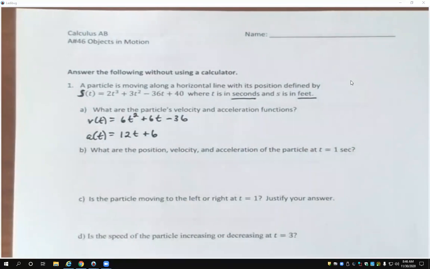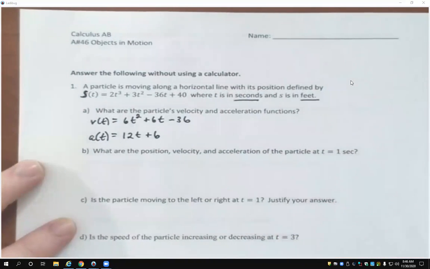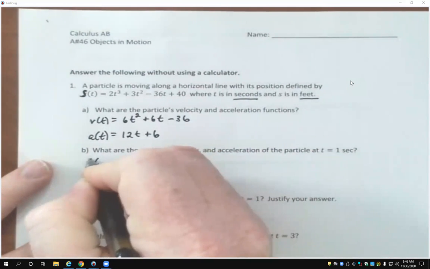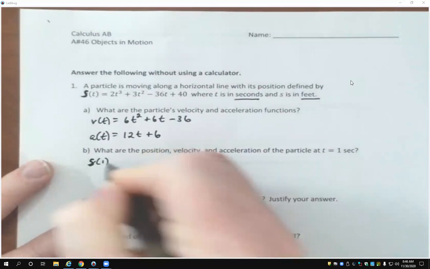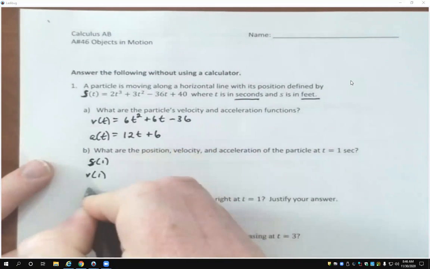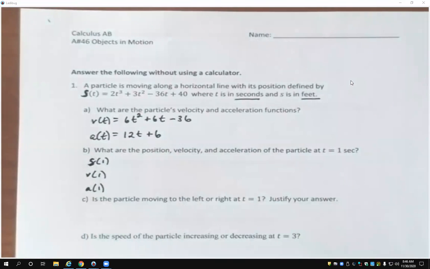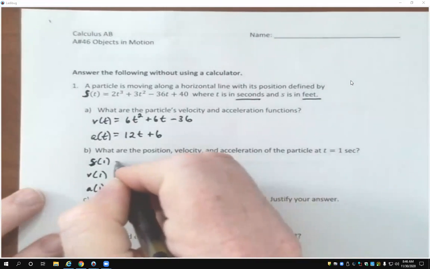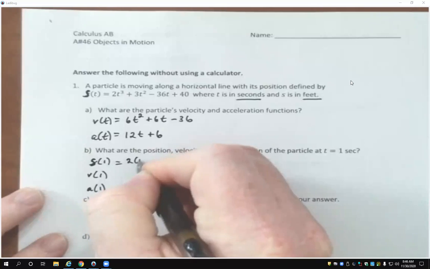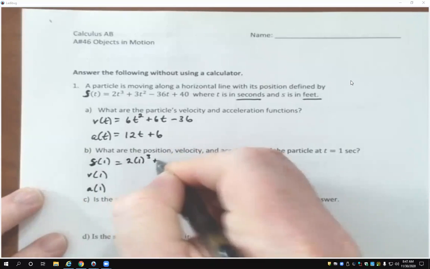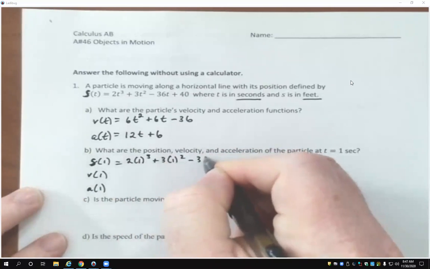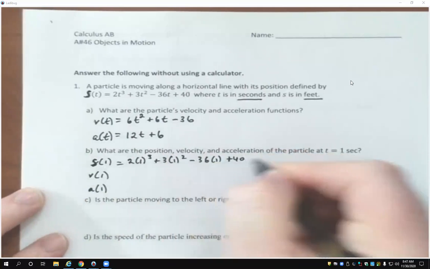All right, question B. What are the position, velocity, and acceleration of the particle at time t equals 1 second? So it's asking us to find s of 1, v of 1, and a of 1, which is just simply plugging a 1 into each one of your functions. So position is going to be 2 times 1 cubed plus 3 times 1 squared minus 36 times 1 plus 40.